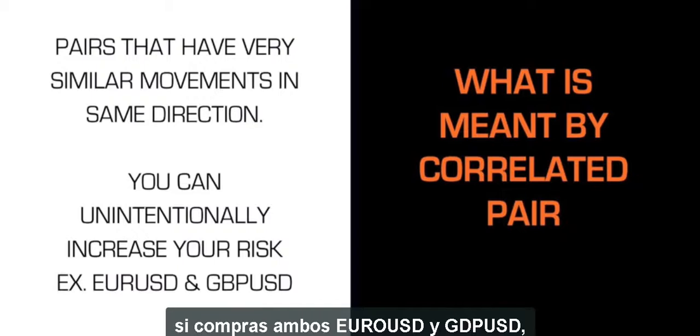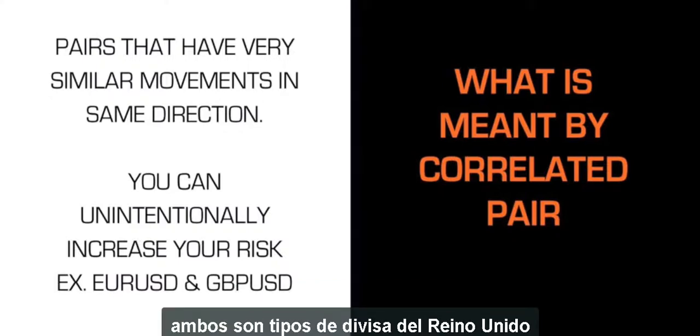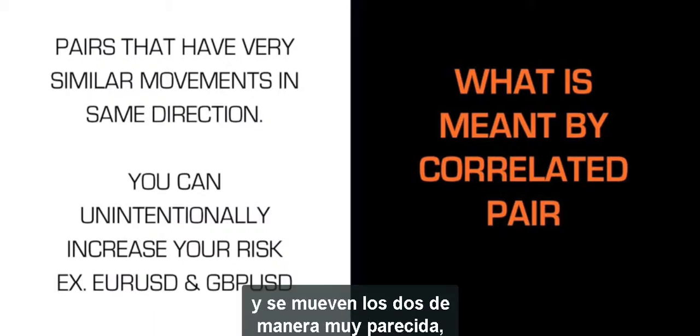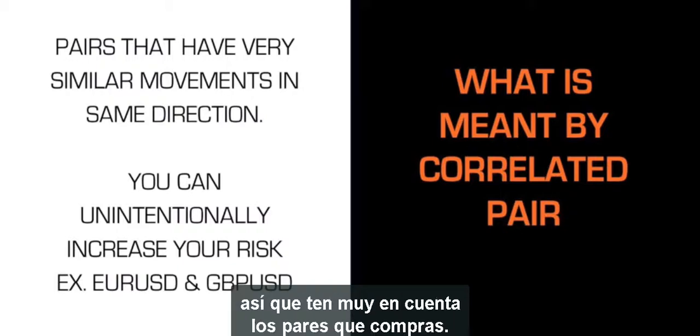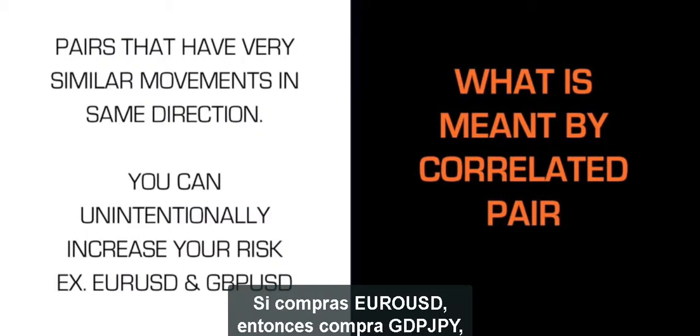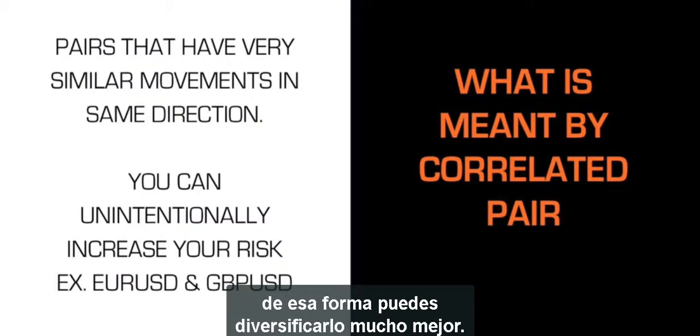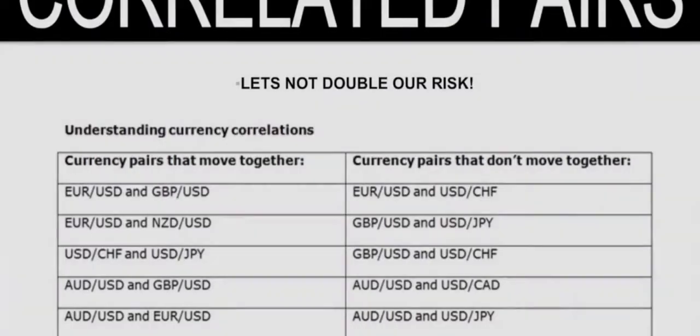For example, if you bought both the Euro USD and the GBP USD, you're pretty much buying the same type of trade. They're both UK types of currencies, and they both move the same direction, and they both move very similarly. So be very mindful of the pairs you're buying. If you buy Euro USD, then go buy GBP JPY. That way you can diversify a lot better.